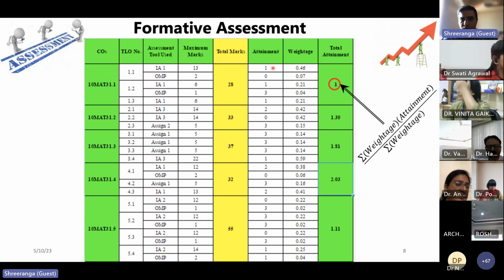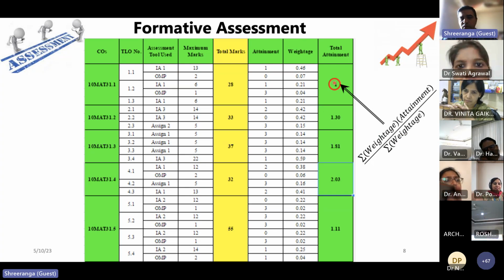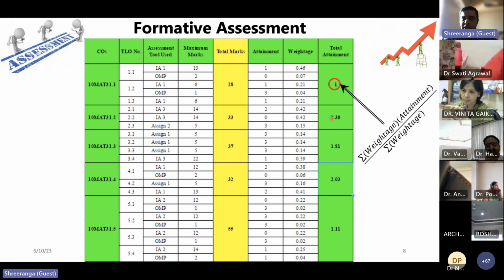So now we can see 1 into 0.46 plus 0 into 0.07 plus 1 into 0.21 plus 3 into 0.04 plus 1 into 0.21, divided by the weightage, all the weightage altogether, which adds up to 1. In the same manner, I have to calculate the total marks here, retrieve the weightages from the previous calculation, multiply the weightage with the attainment value and get the value of total attainment. In this way, you are able to calculate the total attainment value for each and every CO.